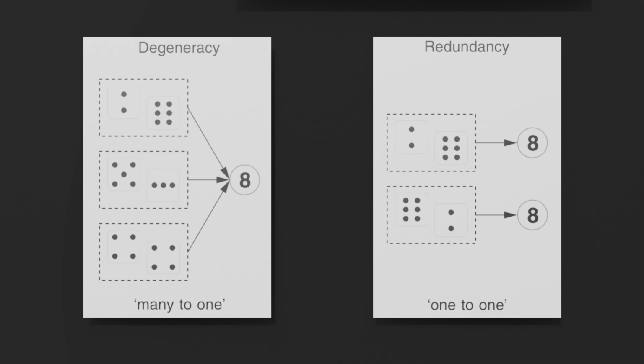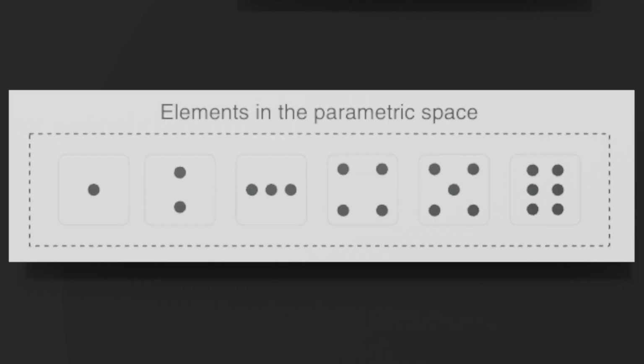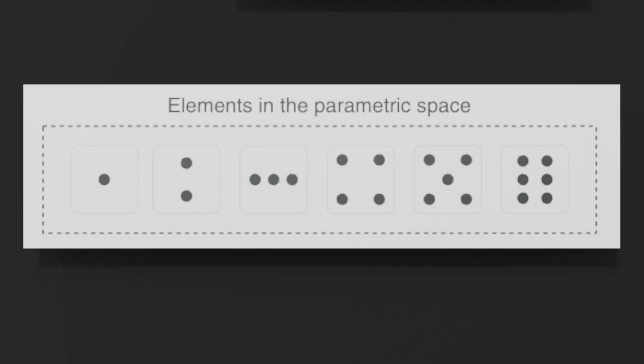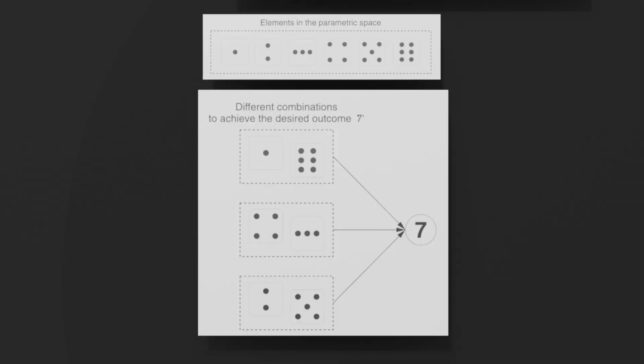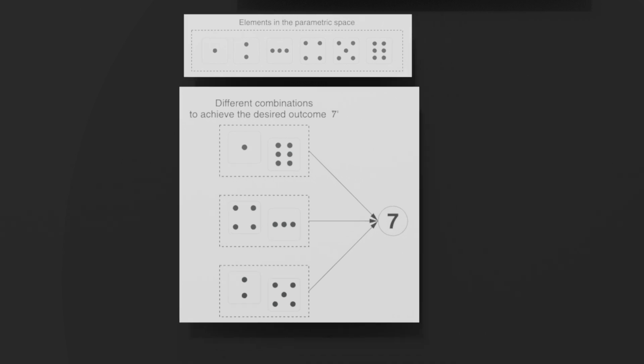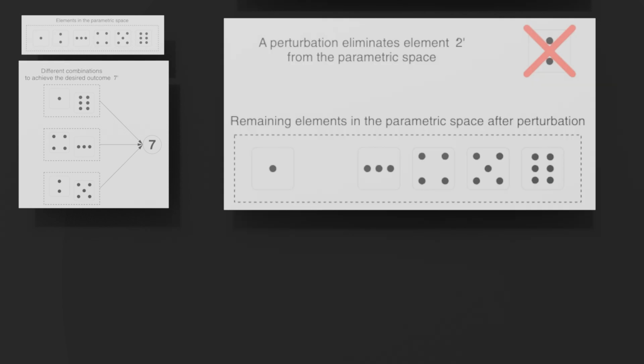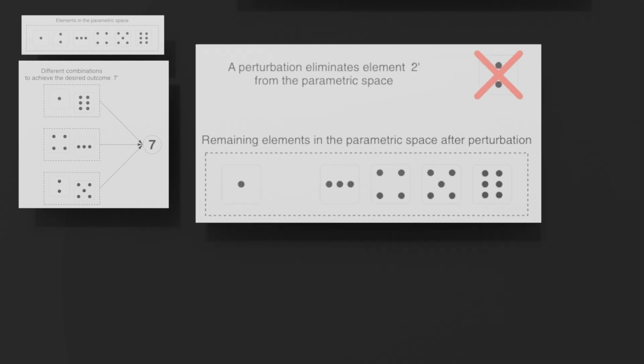Degeneracy also makes a system robust to disruptions. Imagine a parametric space consisting of 6 faces of a single dice. The goal is to combine up to 2 unique elements in the space to achieve the outcome. There are 3 different possible combinations of elements that can achieve this outcome: 1 and 6, 2 and 5, and 3 and 4. Now imagine that element 2 is eliminated from the space.